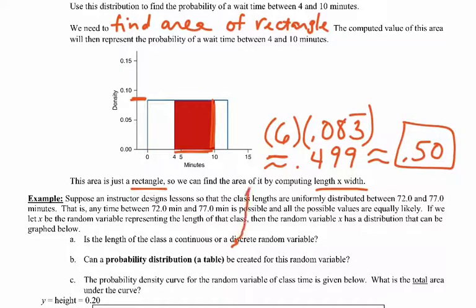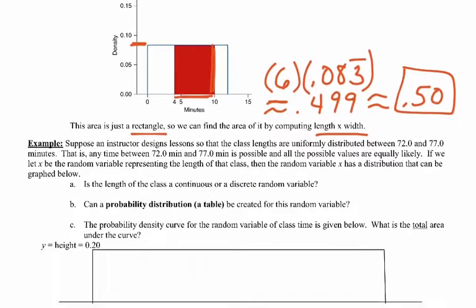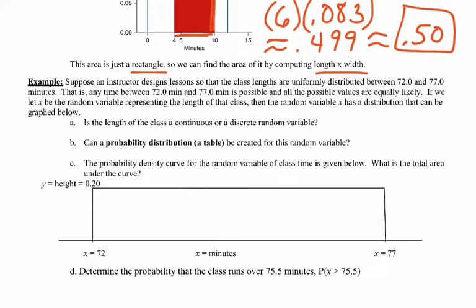One last example here. Suppose an instructor designs lessons so that the class lengths are uniformly distributed between 72 and 77 minutes. That is, any time between 72 and 77 minutes is possible, and all the possible values are equally likely. So here's a graph of it again. We're going from 72 to 77 minutes, and they all have a chance of occurring. Any individual time has a chance of about 20% of occurring.